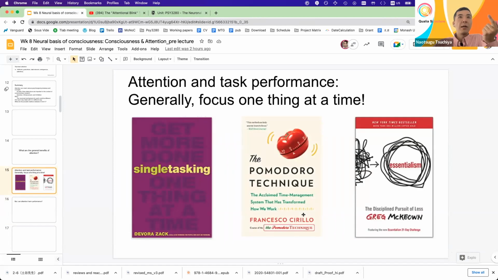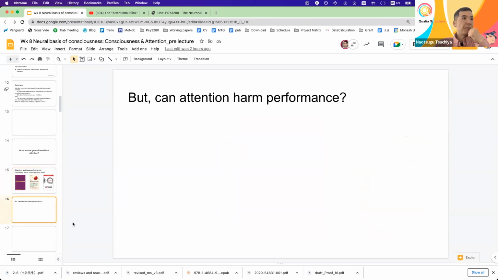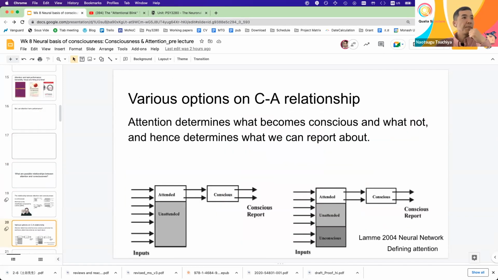Maybe it's best to look at this in a book. What's the best kind of activity?